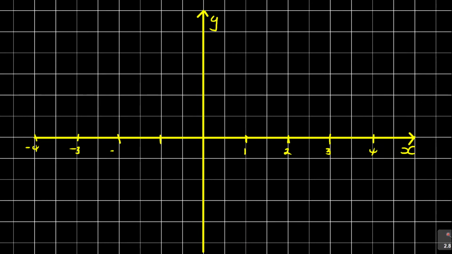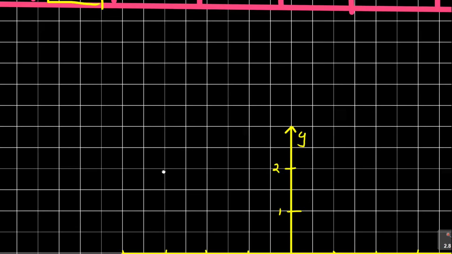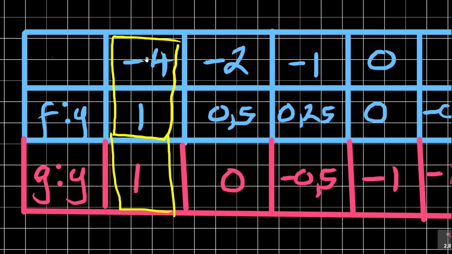Minus 3, minus 2, minus 1. Here it's 0. And then for y, we can have 1 and 2. Even here, -1, -2. And what did I say? You just need 2 points. If you go back, we said this is for graph of f of y or f of x.